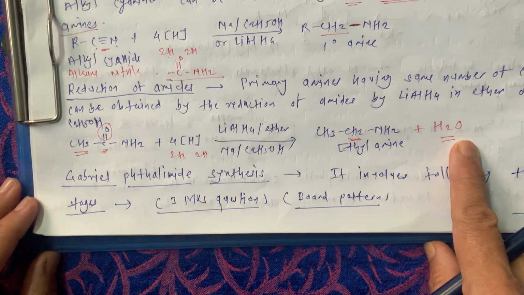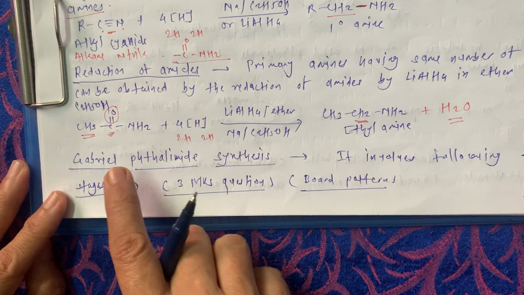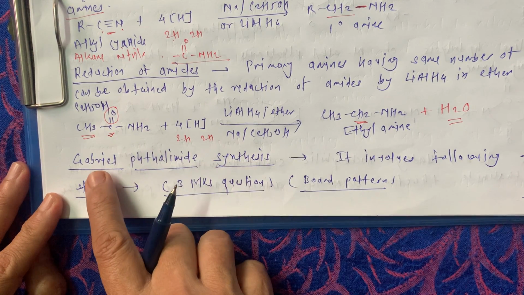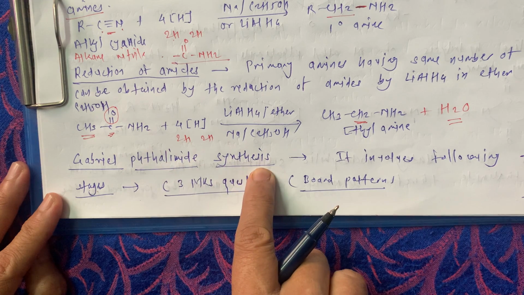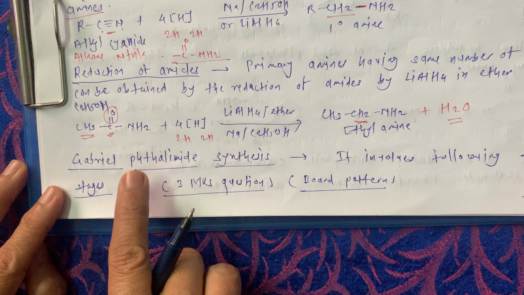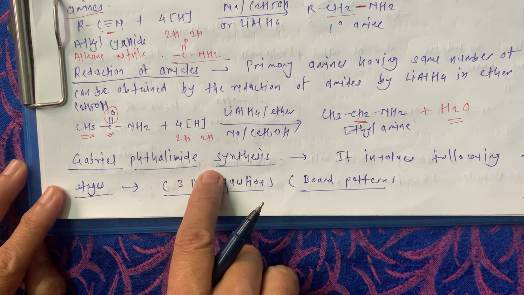Next is a very important reaction, and that is Gabriel phthalimide synthesis. Gabriel is again the name of the scientist. This reaction is a three-step reaction.